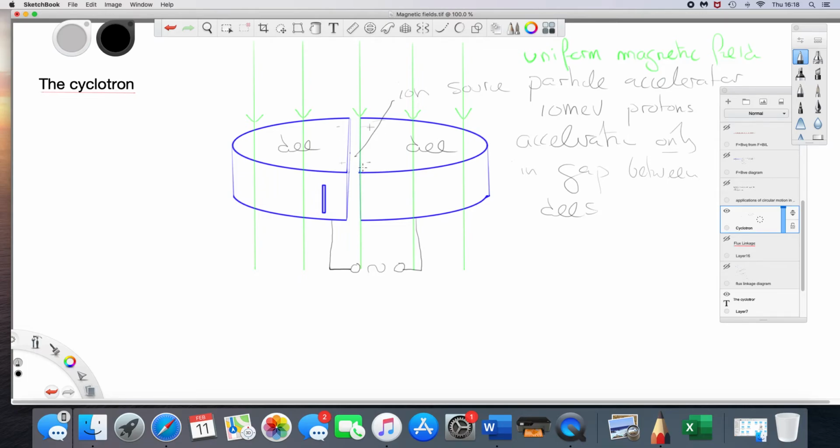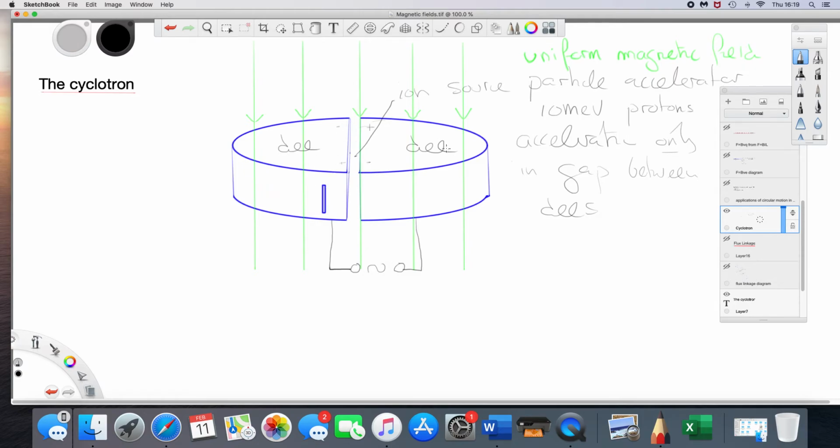You'll see that there is a mass term in that expression, and if the particles are travelling too fast, then the mass increases due to relativity, and so the frequency of this supply can no longer be fixed. But we'll gloss over that a little bit as we get through the expression. So what we've got here then is some particle, charge Q, moving in a circle due to the field B, and it's being accelerated in the gaps between the Ds.